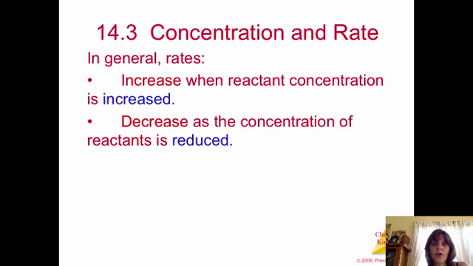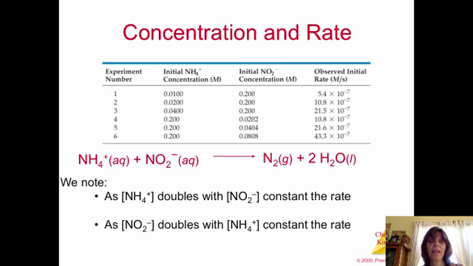All right, concentration and rate. In general, we saw in our lab that when you increase concentration, the rate is increased. If you decrease the concentration, the rate is reduced. Makes sense because the more particles you have, the more collisions you have, which cause the reactions to happen. Now, to look at that in a quantitative way, let's look at the reaction between ammonium and nitrite ion to make nitrogen gas and water.